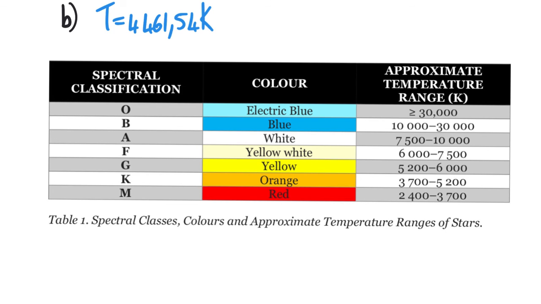For the B part now, we're going to classify it. So we look and we say, okay, according to the Harvard system, remember the Harvard system, we use the OBAFGKM system. And using the temperature of 4,461,54 Kelvin, which would fall in this range here, between 3,700 and 5,200 Kelvin, we get to see that it would be orange in color, and so the type of star would be a K star.